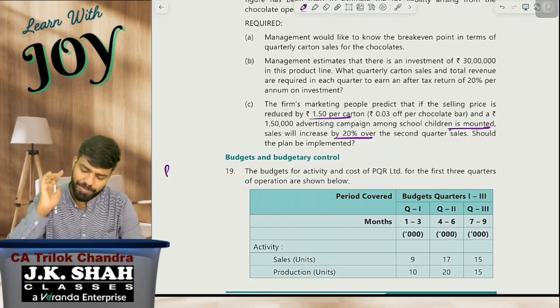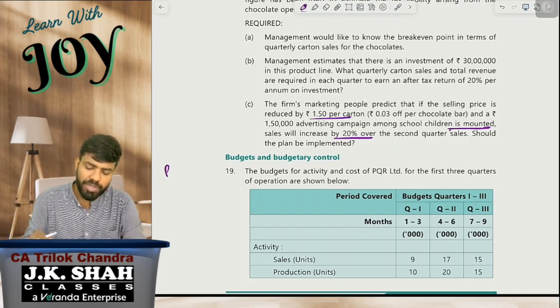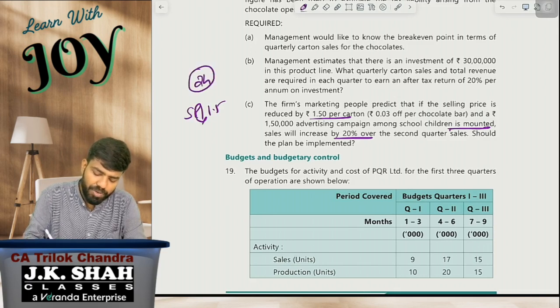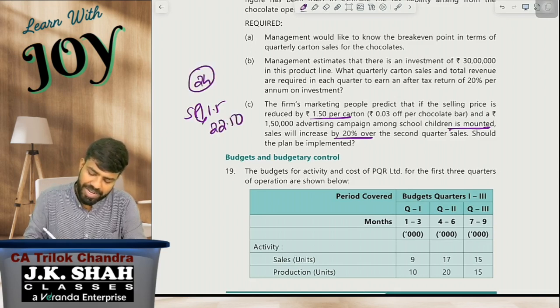So it's very simple. What they're asking is, we know the present profit and everything. Now they're making certain changes. What are the changes? Selling price will decrease by 1.5. What is the present selling price? 24. In such case, it will become 22.50. And there is a cost of 1,50,000 for the advertising campaign among school children. That means 1,50,000 extra cost. This is also one of the fixed costs.